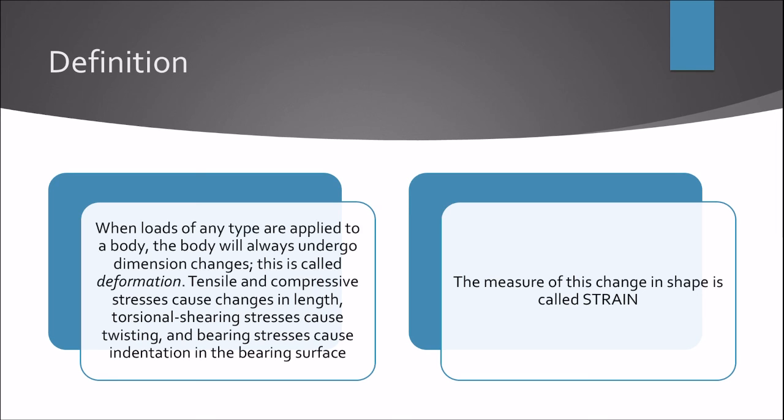For example, if you have plate macam ni, awak ada dua plate, you sambungkan dua plate ni. Okay, jadi you sambungkan dengan screw. So ini screw, lubang ni. So kalau katakan ada force yang tarik kat sini, so awak punya screw ni akan indent, akan pecah. Okay, jadi itu adalah bearing stress sebab surface bergesel. The measure of this change in shape is called strain. Jadi perubahan shape tu kita panggil dia strain.